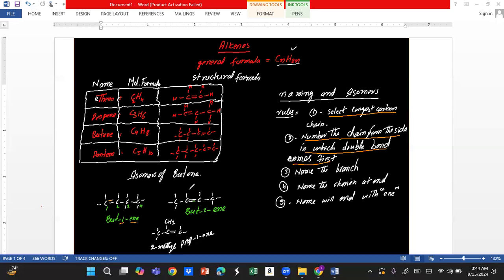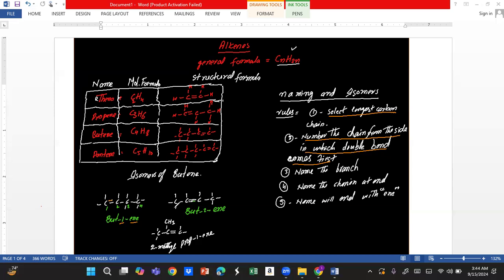We can also make another isomer by changing the structure, but not by changing the position of the double bond, because if we change the position of the double bond, the name will fall either in but-1-ene or in but-2-ene. Right.